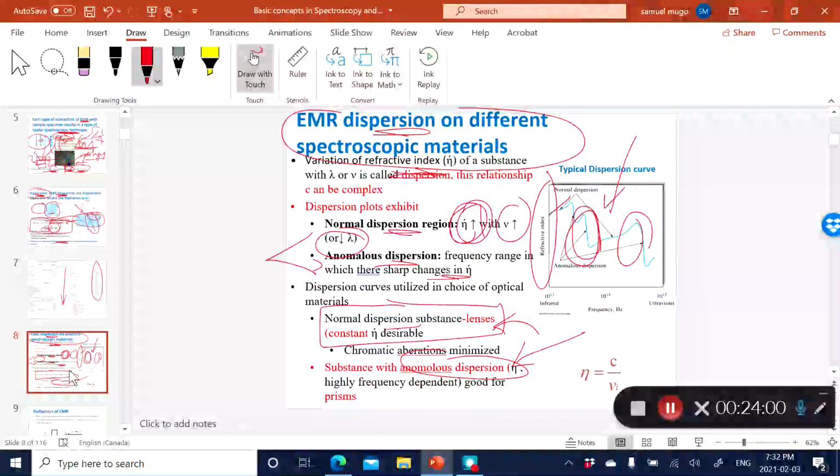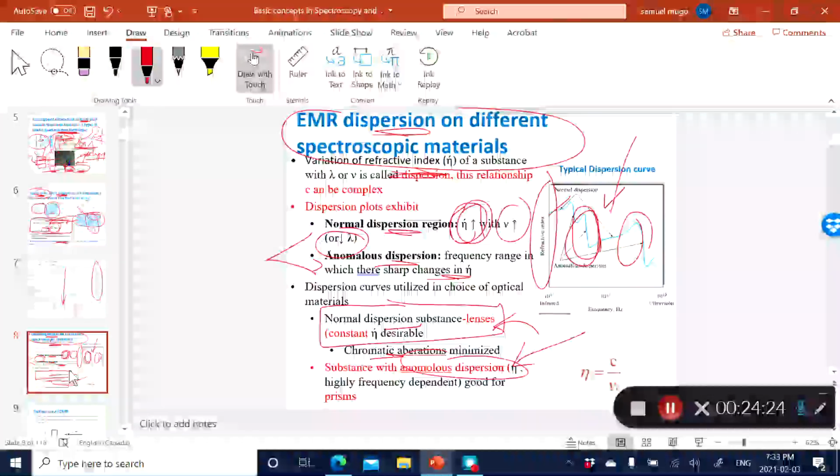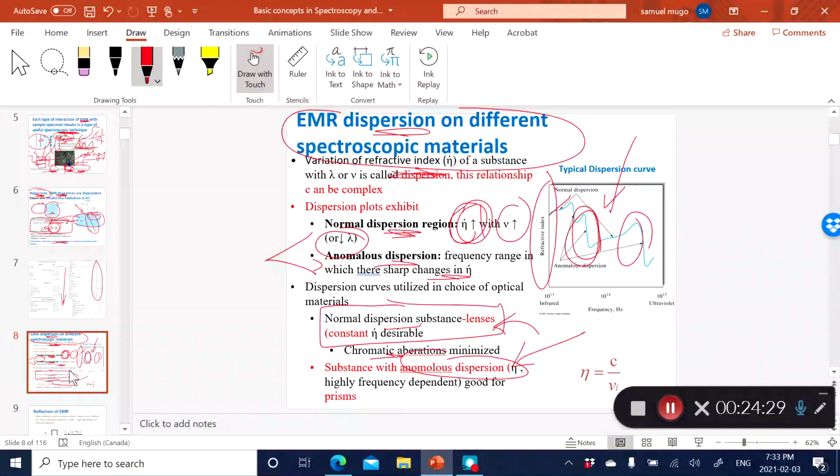For normal dispersion, that's the relationship. Refractive index increases as the wavelength decreases, and it's best for lenses, because in that case you've got the chromatic aberrations being minimized. So for your eyeglasses, for example, you want your lenses to have this behavior of normal dispersion. Otherwise, your view is going to be fairly blurry.